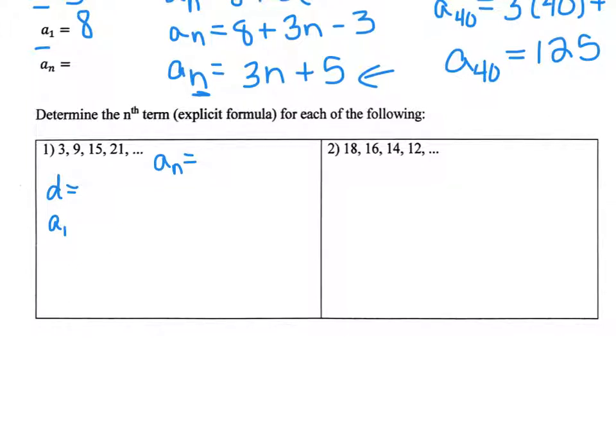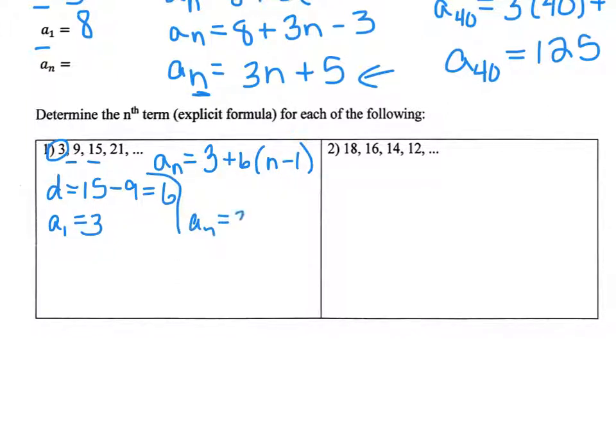The common difference again is take any term that you want. I'll take 15. Doesn't matter which one you take. Subtract the one before it, so minus 9. 15 minus 9 is 6. Perfect, so now I have my d. To find my first term, well, that's the first term, so that's 3. Now we just plug them into my explicit formula. It's the first term plus the common difference times n minus 1. Doing the math, a sub n is equal to 3 plus 6n minus 6. So a sub n is equal to 6n minus 3.